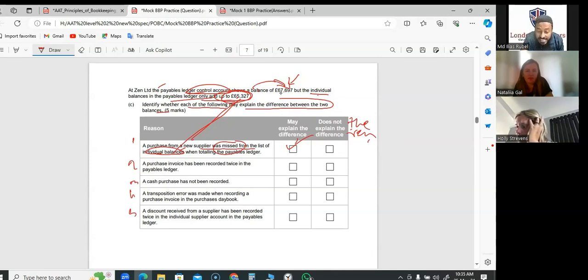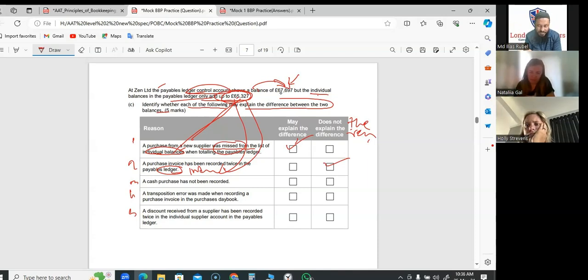Next one, a purchase invoice has been recorded twice in the purchase ledger. If you record the purchase ledger twice, what is going to make your liability up? Can it be the reason? It cannot. It says purchase ledger, which means individual again. Your individual is already low. So if you have written it twice, that's a mistake, but that doesn't cause this. This is not the answer. Why is this not the answer? It should have made your individual higher, but our individual is lower anyway.